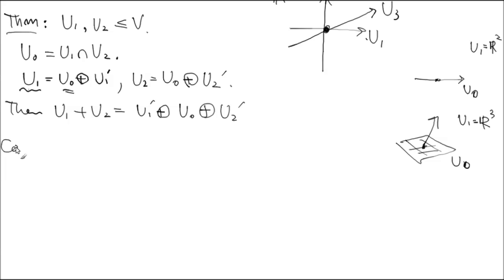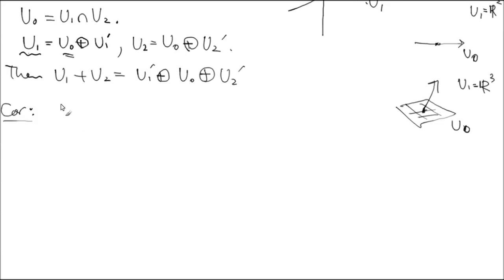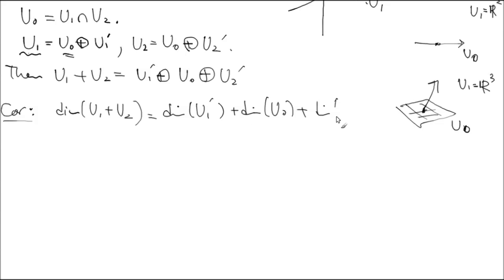All right. So here's a corollary to this. The dimension of U1 plus U2 is the dimension of U1 prime plus the dimension of U0 plus the dimension of U2 prime. Don't you think that's true? Because that's all separated. One basis is linearly independent of another basis if they're a direct sum. So that is the first statement. But the second statement is called the inclusion-exclusion principle in set theory.